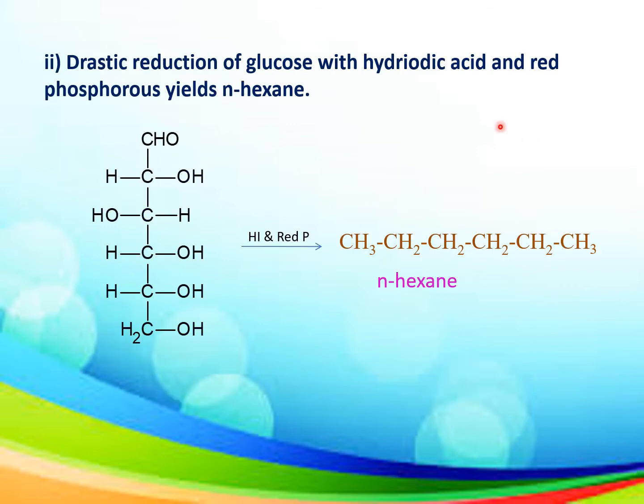Drastic reduction of glucose with hydrochloric acid and red phosphorus yields n-hexane. This is the structure of glucose. Hydrochloric acid and red phosphorus gives n-hexane, that is 6 carbon atoms are present in the straight chain. So we give the name n-hexane.